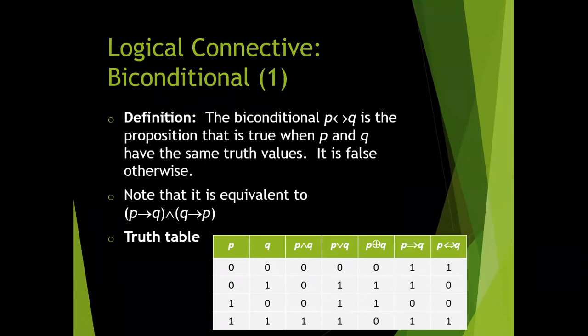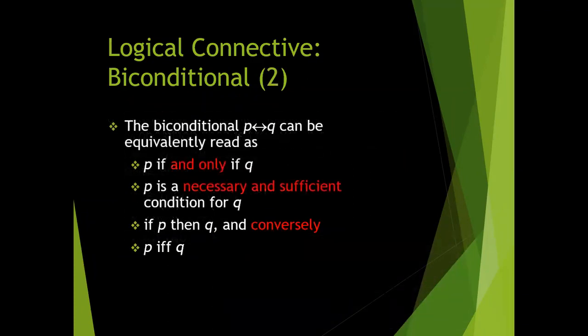Now the conditional and the biconditional have some relation. P conditional Q and Q conditional P together are also known as the simplified form of the biconditional. That is written there. Logical connectives 2: the biconditional can be equivalently read in these ways: P if and only if Q, P is necessary and sufficient condition for Q.